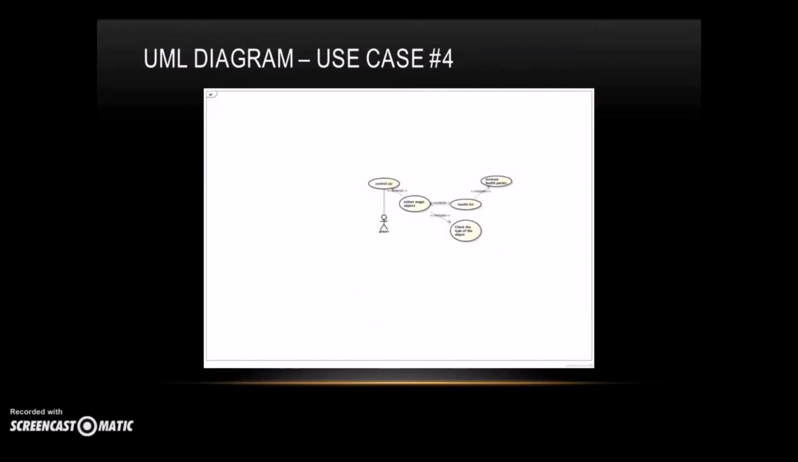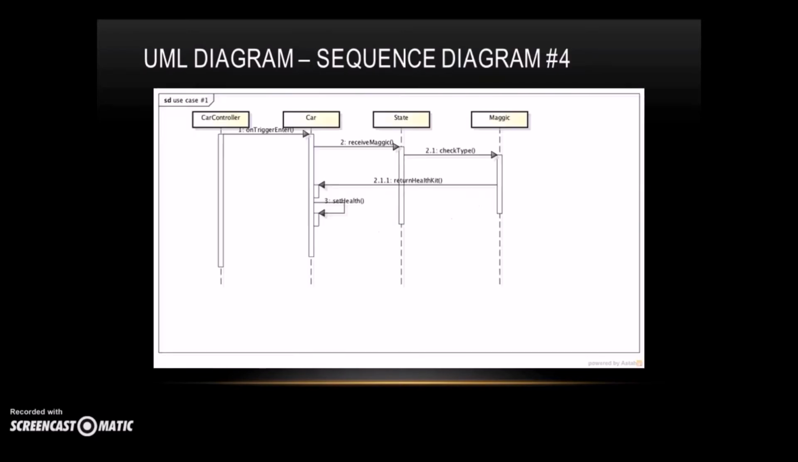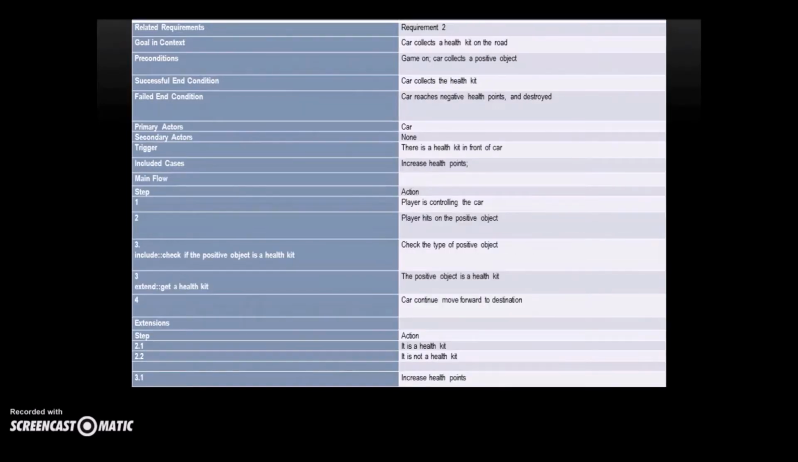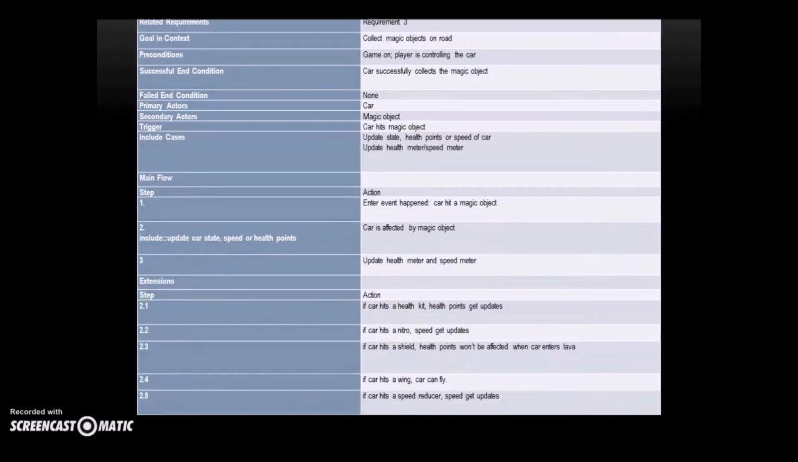This diagram is the use case when the car encounters a health kit. It's a subcase of the first one. This is a sequence diagram. The following are the specifications of the 4 use cases. You can have a look at them.